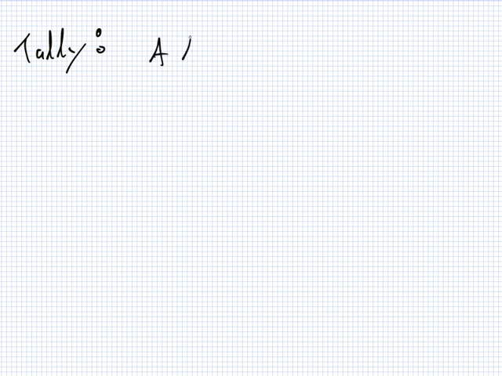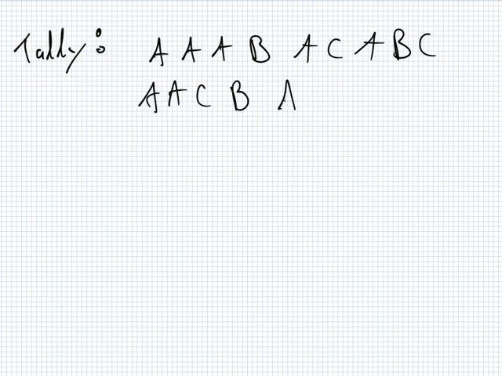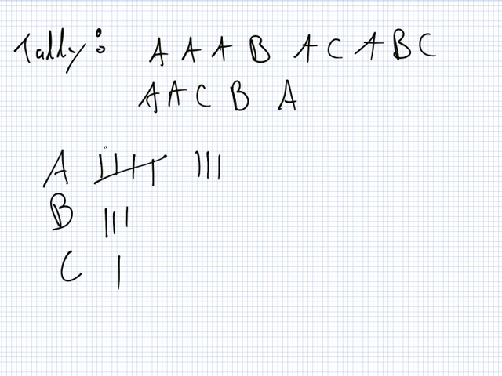So imagine you have something like A, B, A, C, A, B, C, A, C, B, A. Tally is when you count like this. You have A, 1, 2, 3, 4, 5. 1, 2, 3, 4, 5. 1, 2, 3. 1, 2, 3. And then B, 1, 2, 3. And C, 1. Oh, still counting. C is 3, sorry.